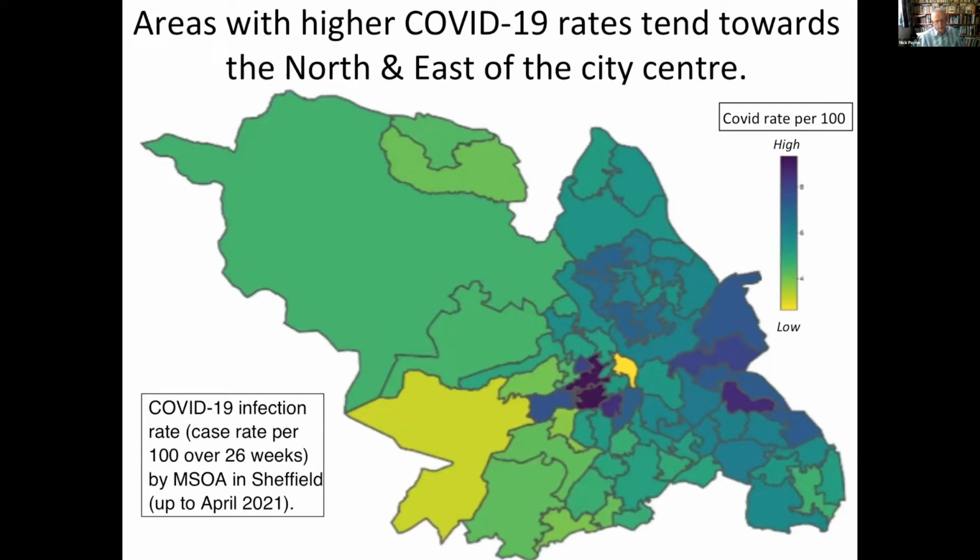You can see that in Sheffield there's a marked east-west, or perhaps southwest northeast difference, and that there are quite substantially higher case rates in the north and east of the city centre. That's quite important that we bear in mind, because it's also important to see how vaccination rates compare in those areas as well. We'll come on to that, or Ian will come on to that later on.